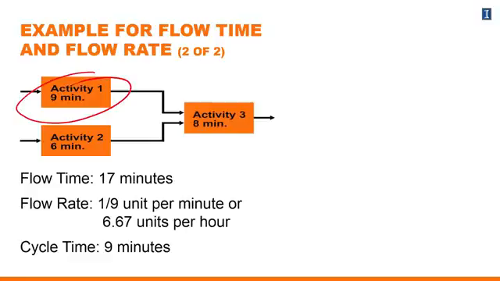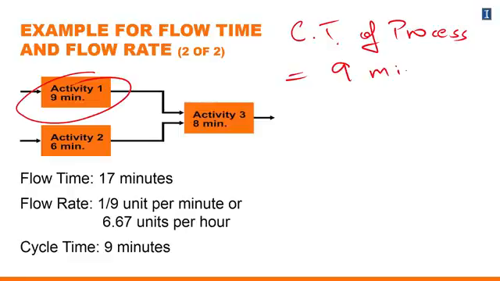It has the largest cycle time. So the cycle time of the process is going to be 9 minutes, based on 9 being larger than 8 and 6. The flow time of the process is going to be based on this being the largest and activity 3 being the next one. So it's going to be a flow time of 17 minutes, based on 9 plus 8.